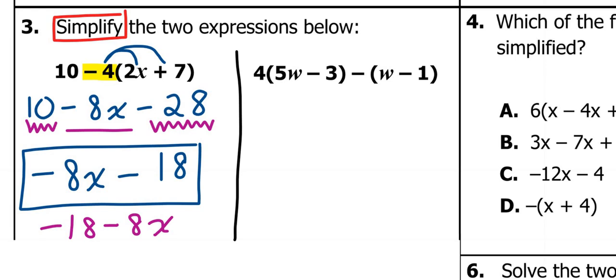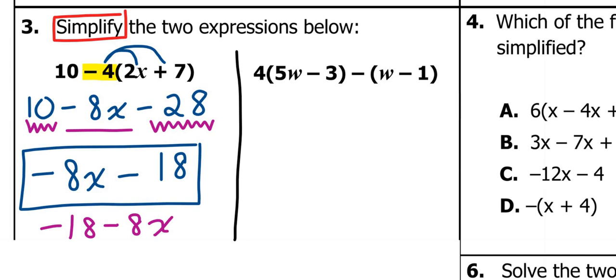4(5w - 3) - (w - 1). Two sets of parentheses. Now, in our first set of parentheses, 5w minus 3, I can't combine anything. In my second set of parentheses, w minus 1, I can't do it either. There's no like terms, so I'm going to move on. There's no exponents to deal with, so the next thing I'm going to do is start multiplying.